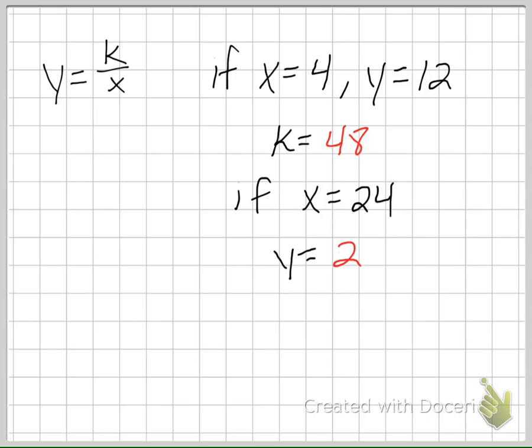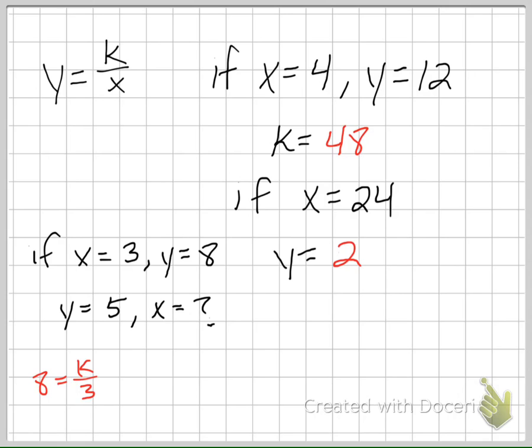Okay. One more example. If x equals 3 when y equals 8, then find x when y is 5. Okay, this is the same process we're going to use, because we have to know what k is in order to find the other variable. So we have to use this first point to find k. So I can plug that in. I have 8 equals k over 3. So when I solve that, I get that k is 24.